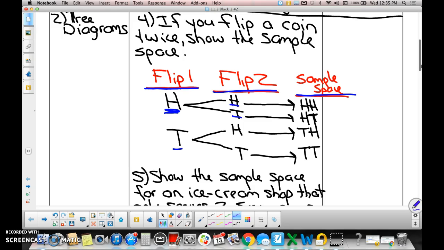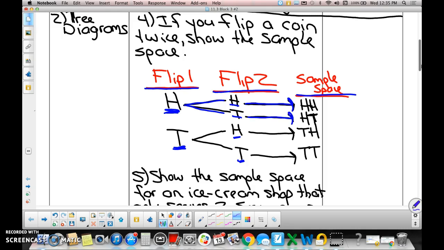Let's say we flipped the first time and got a tail. What would be our two possible outcomes on the second flip, Caden? Heads or tails. If you follow the arrows, you can create your sample space after doing both of your flips, because we're only asking for 2 flips, and so on and so forth.